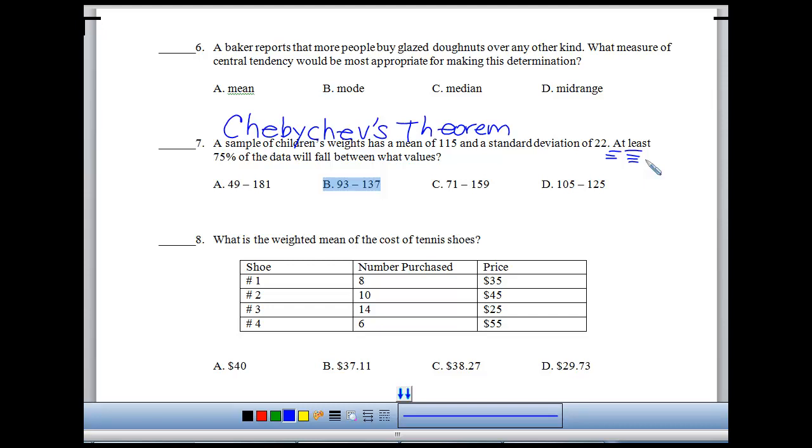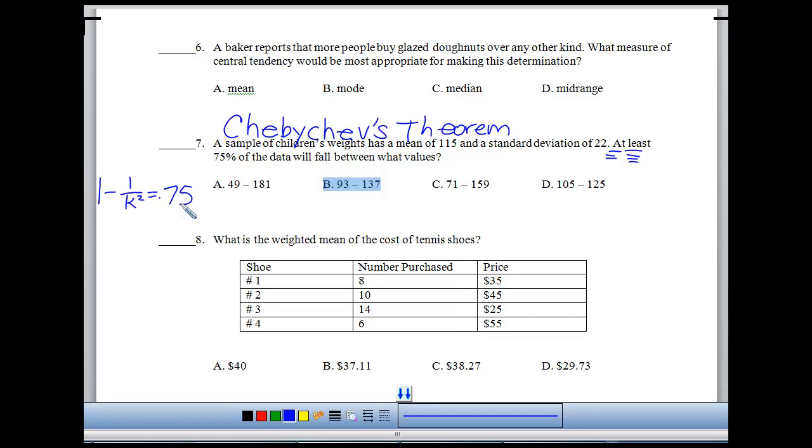I've got 75%. If I remembered those values, 75% corresponded to 2 standard deviations in Chebyshev's theorem. But if I wasn't certain, you could say 1 minus 1 over k squared equals 0.75 and solve that for k, and you would come up with k equals plus or minus 2. Or you could take a guess: if I put plus or minus 2 in here, does that work? It does. It comes up to 75%.